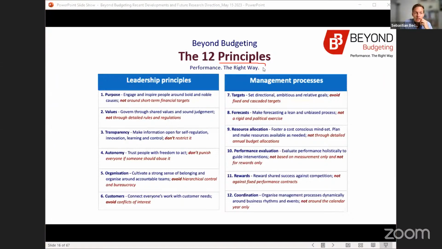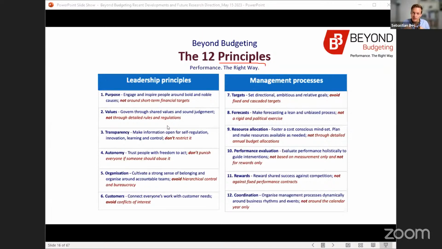If you look at this, let's take this one right here. There are 12. The first one, for example, says purpose. So purpose is part of your management model. The idea is you should engage and inspire people around bold and noble causes, but not around short-term financial targets. Right? So you see, it's not like a rule. It doesn't say you have to pick this purpose. It just says, find for yourself a particular purpose, whatever it is, but you just have to understand why you do this. And this is why it's a principle. So it's a principles-based way.